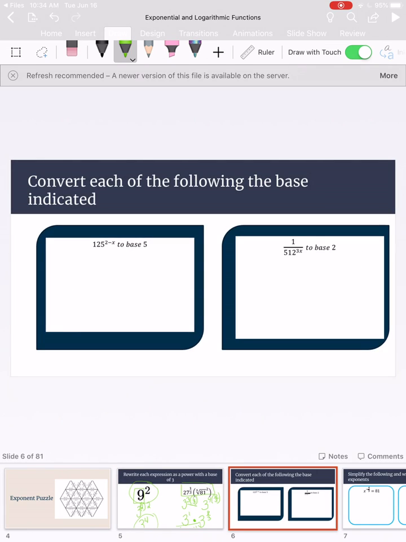So we're going to convert 125 to the exponent of 2 minus x to a base of 5. So I know 125 is the same as 5 to the exponent of 3. Okay, and I'm going to put that 2 minus x. So when we multiply, we're really distributing that 3. So 3 times 2 when I distribute is 6. 3 times negative x when I distribute is negative 3x. Okay, 512. You know, I might actually have to use my calculator on this one. So because it's a denominator, right away I know it's going to be a negative exponent there.